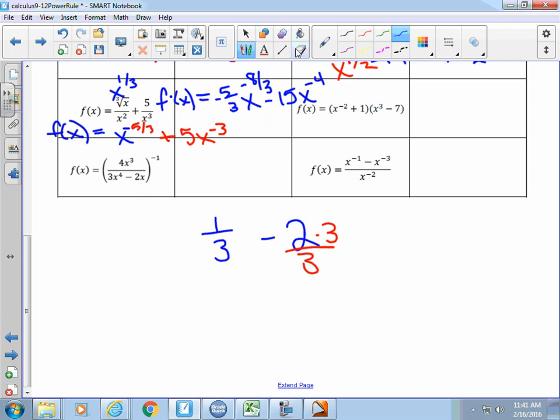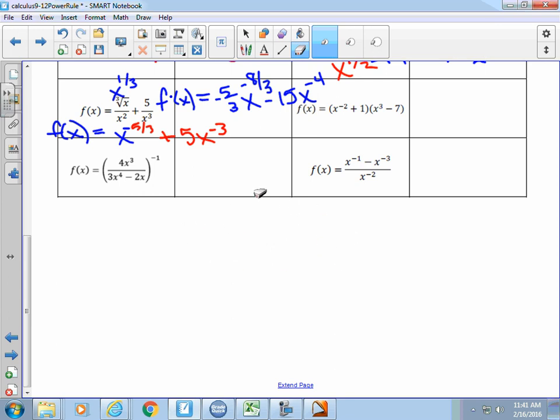What am I going to have to do to the next one? Good. Okay, I can't work it as it sits. I don't have a rule for a product, but I can just multiply. So I can FOIL or distribute or whatever word you want to use. Okay, what is x to the negative 2 times x cubed? How do you multiply?